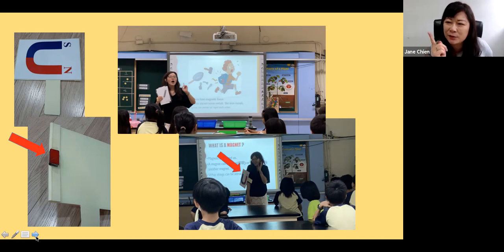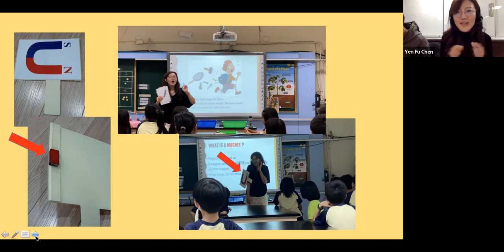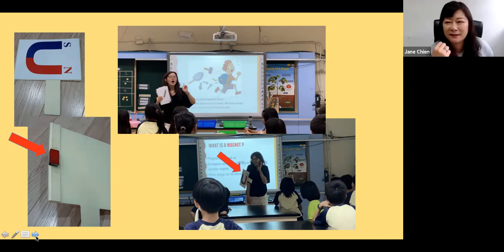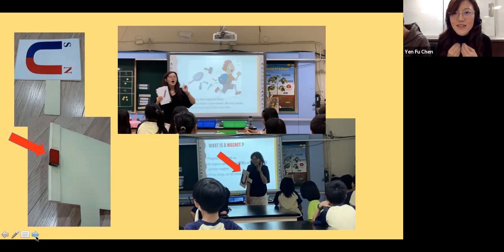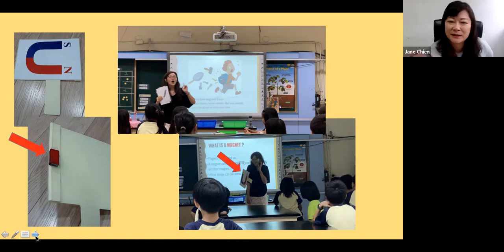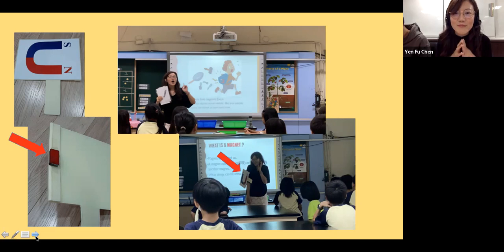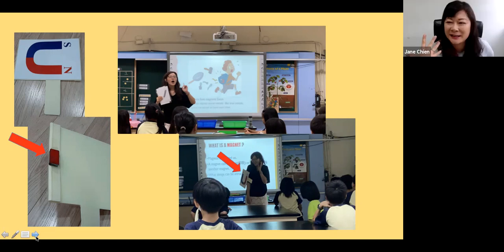Was it the teapot or the other one? It's like iron, but it's not iron. Oh, so that teapot was made of something else that wasn't iron, so it wasn't attracted to magnets. Yeah. And that piqued kids' curiosity.